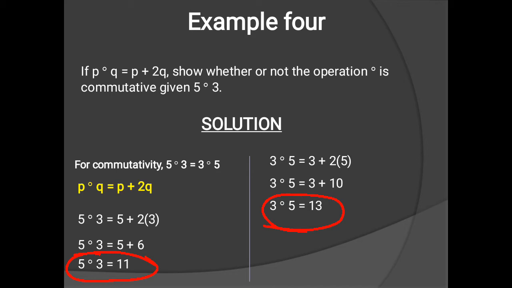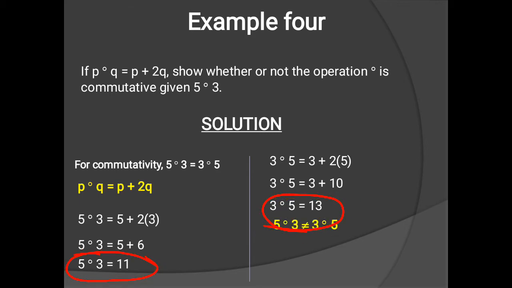Now let's compare the two answers. 5 operation 3 gave us 11. And then 3 operation 5, that is after changing the positions, we had 13. So we have got two different answers. Because the answers are not the same, we say that the operation is not commutative. One gave us 11, the other one after changing the positions gave us 13. So they are not commutative.